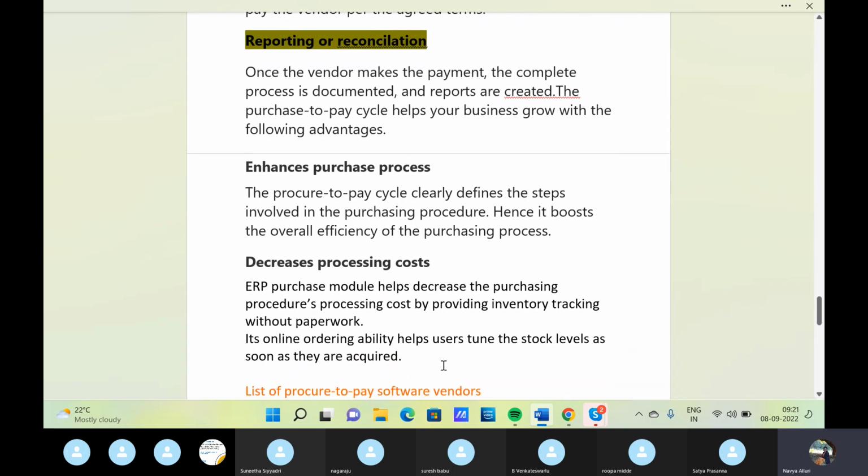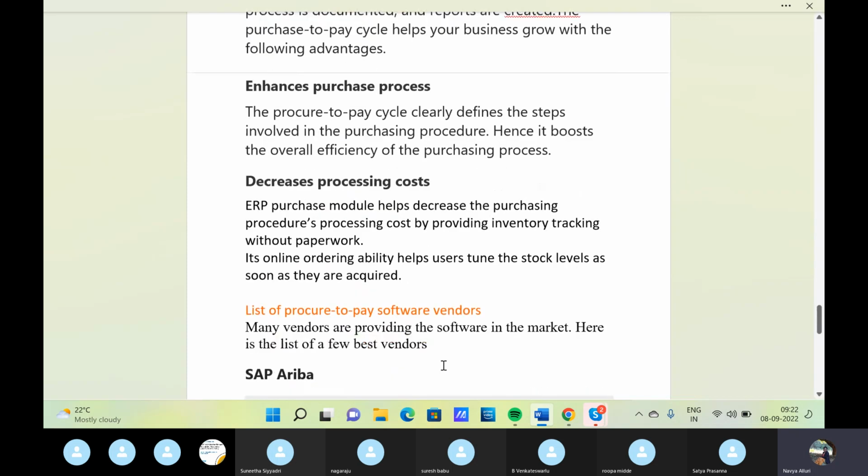Here the ERP purchase module decreases the processing cost of the purchasing procedure and provides inventory tracking without paperwork. That means when purchasing materials, we can reduce the processing cost. Sometimes we can also place the product order online, and that is useful too.